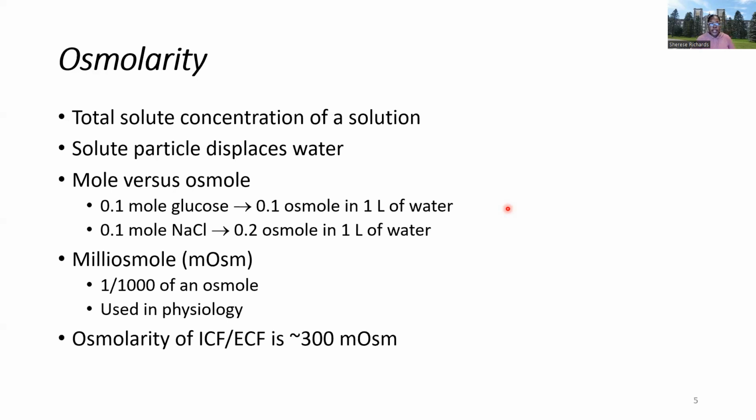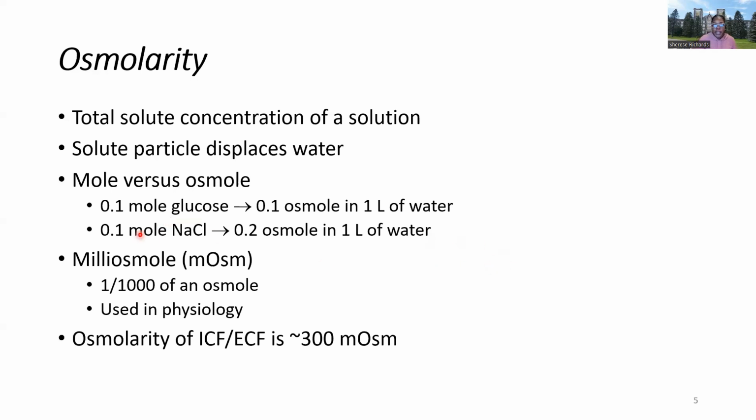All right, so let's look at a few examples here. If we have 0.1 mole of glucose, that is just looking at the number of glucose particles. If we think about the osmoles, it's going to be 0.1 osmoles of glucose dissolved in 1 liter of water. So here in this instance, the mole concentration and the osmolarity are the same because glucose will dissolve into equal parts in a liter of water.